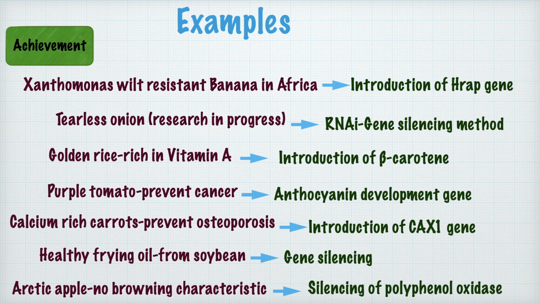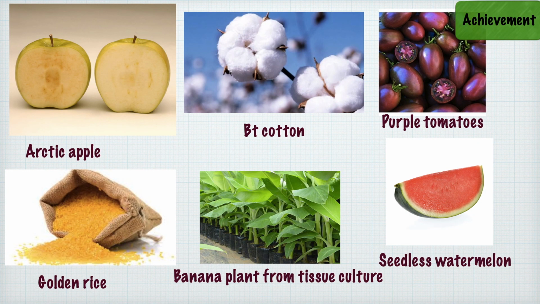And another one is healthy frying oil from soybean. It is developed through gene silencing, and this oil has low saturated fat, low trans fats, and no hydrogenation is required for this oil, and it is highly stable during baking. And another one is the Arctic apple, which has no browning characteristics. You know, once we cut our apple it used to get brown, but this Arctic apple has no browning characteristics, and it was developed through the silencing of polyphenol oxidase. We have some other achievements such as Bt cotton, seedless watermelon, disease-free bananas, and seedlings through tissue culture. And I have already mentioned golden rice, Arctic apple, and purple tomatoes.